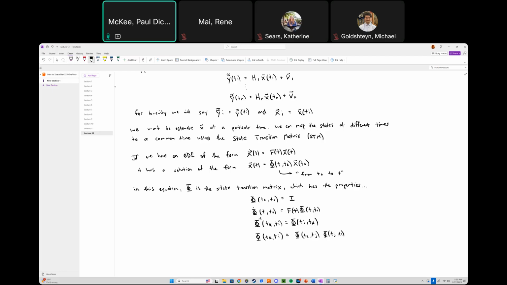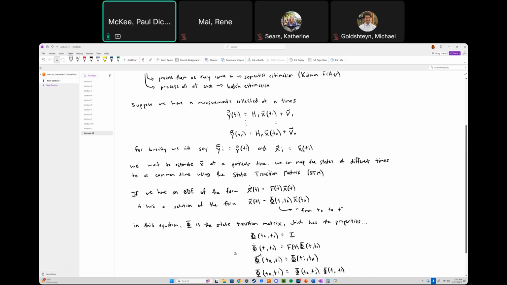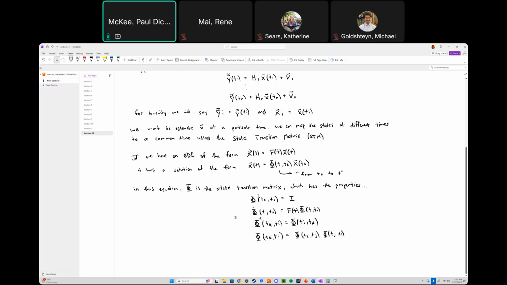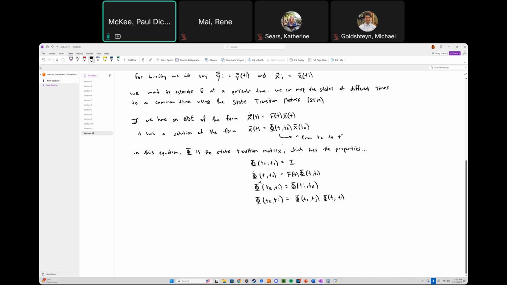Okay. So why do we care about the state transition matrix? Well, remember our original problem. We're trying to solve a linear system of equations, a linear estimation problem, but one doesn't exist, right? We're taking measurements over time, and so we must estimate the state at different times. Well, not necessarily. With Phi, we can take measurements at some other time and use them to estimate the state at some initial time. So here comes the neat trick.